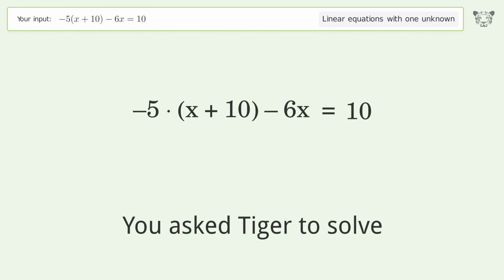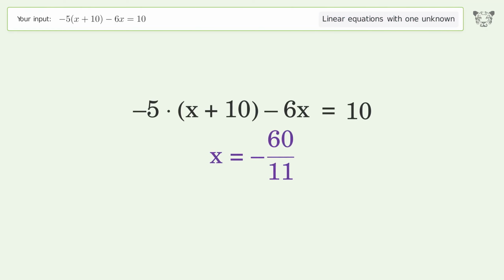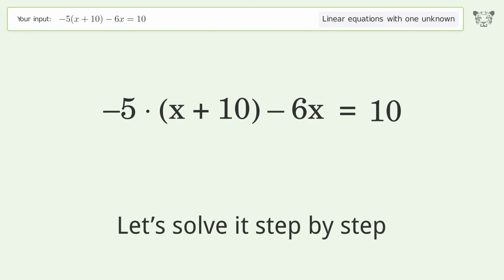You ask Tiger to solve. This deals with linear equations with one unknown. The final result is x equals negative 60 over 11. Let's solve it step by step.